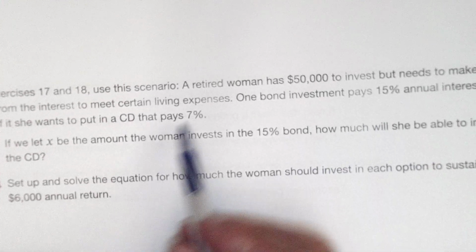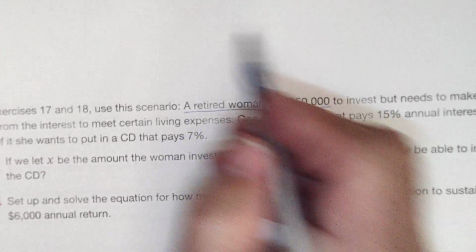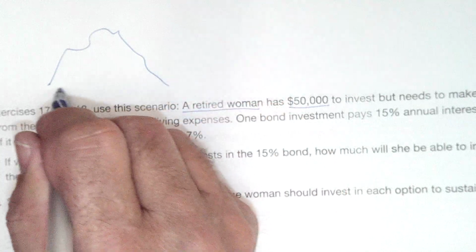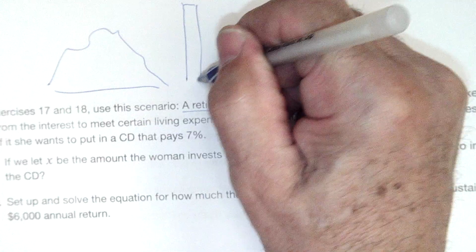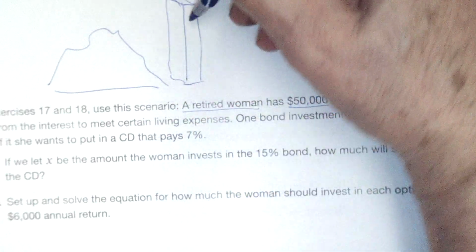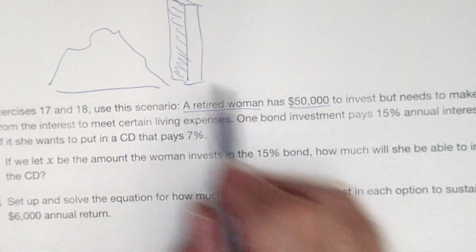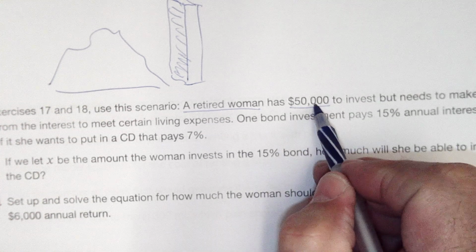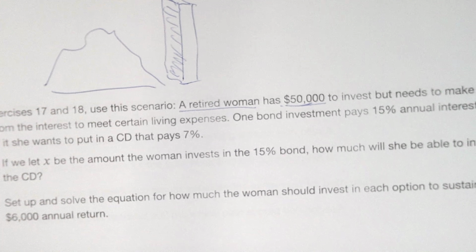All right. So now this retired woman has $50,000 to invest. So here's a stack of $50,000. Now you can make the stack look more like a stack of money. Let's say it was $100 bills. So there's 500 $100 bills, making the $50,000. She needs to get interest of $6,000 from it.